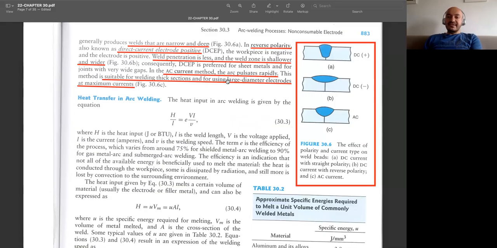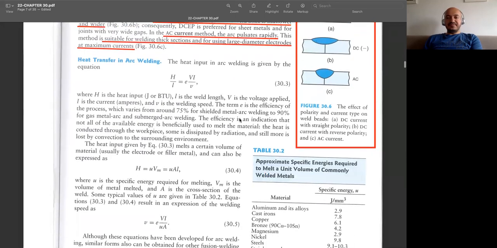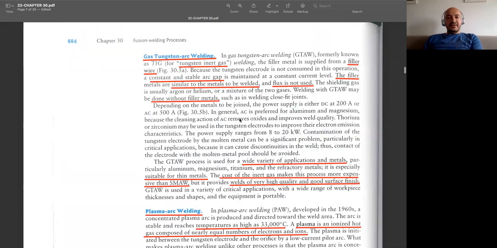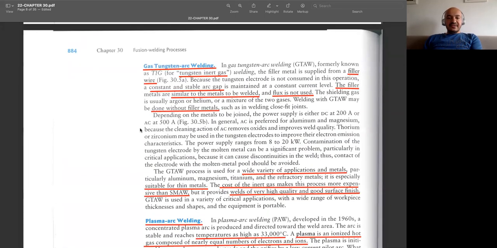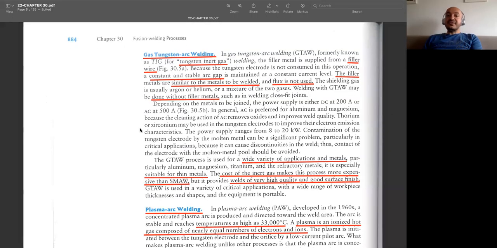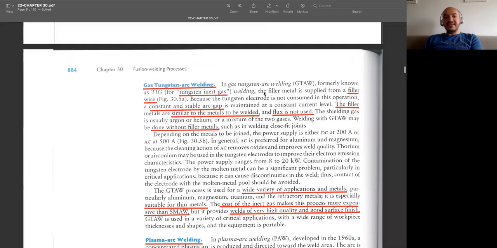And another thing is that since the gaps are quite larger in this case, we need to be using larger diameter electrodes. And let's have a look at some types of these non-consumable arc welding processes. The first one is obviously gas tungsten arc welding.